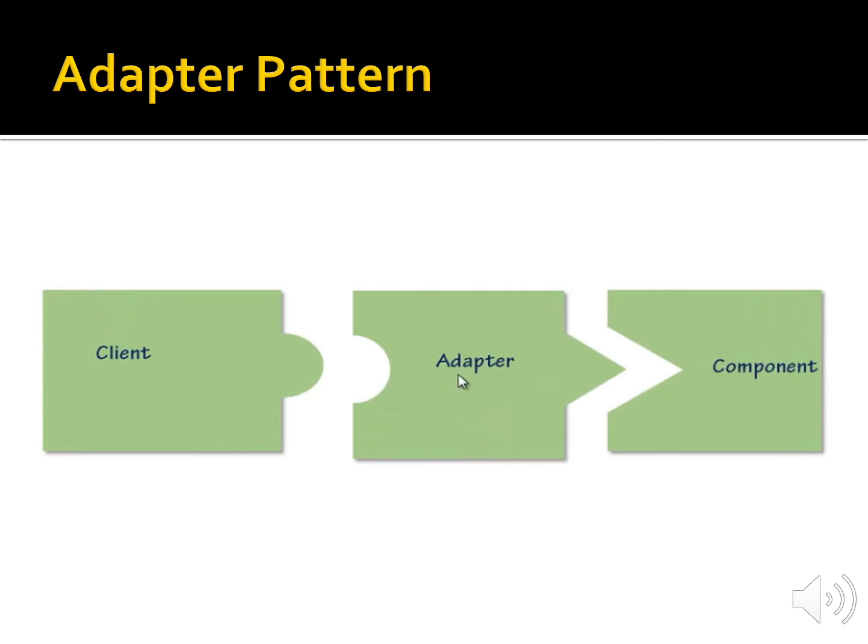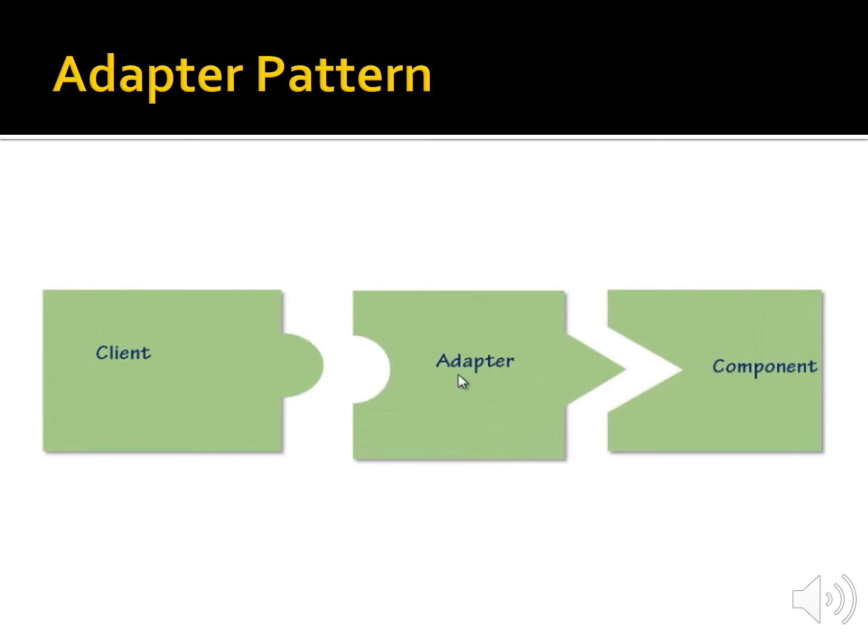As you can see, in the center there is a second block which is labeled as adapter. This piece of block is compatible with the block which is the client or the client interface or the client system, and it is also compatible with the component or the target block.